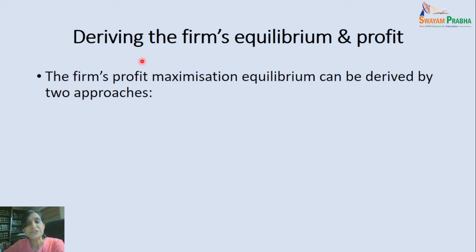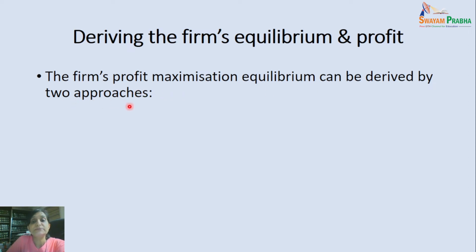And profit is the difference between total revenue and total cost. So the question which a firm has to answer is what should be the level of output which we need to produce so that my profit is maximized. So the point where the firm's profit gets maximized, we call it the firm's equilibrium or the equilibrium of the firm. Now, in order to derive the firm's equilibrium, or that level of output at which the firm's profit is maximized, this can be done by two approaches.